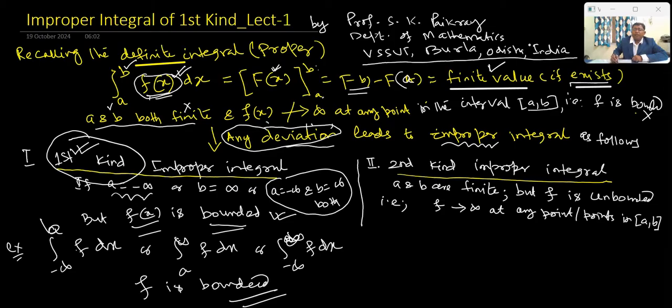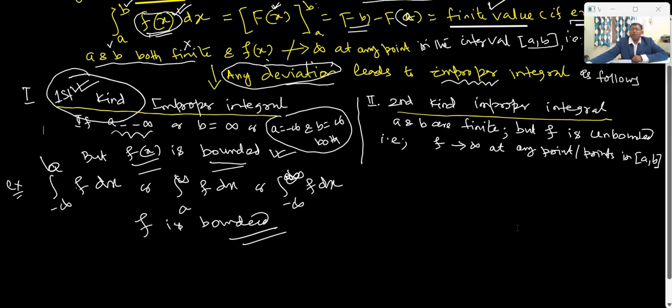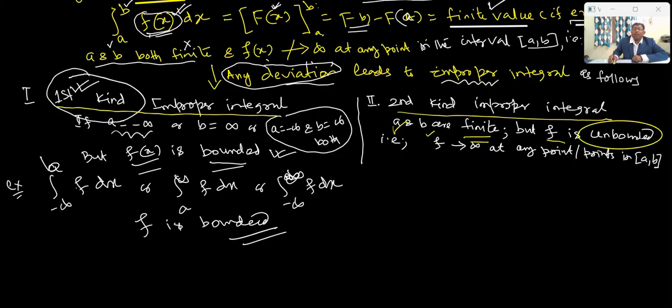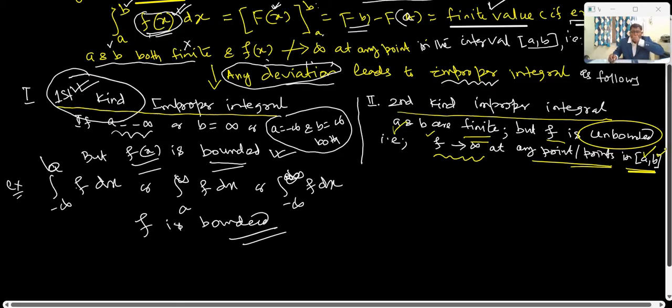But coming to the second type of integral, here the limits of integration a and b are both finite, but f is unbounded. You mark this as unbounded, meaning f tends to infinity at some point or points in the interval ab. It may be at the lower end a, at the upper end b, or at any point in between.